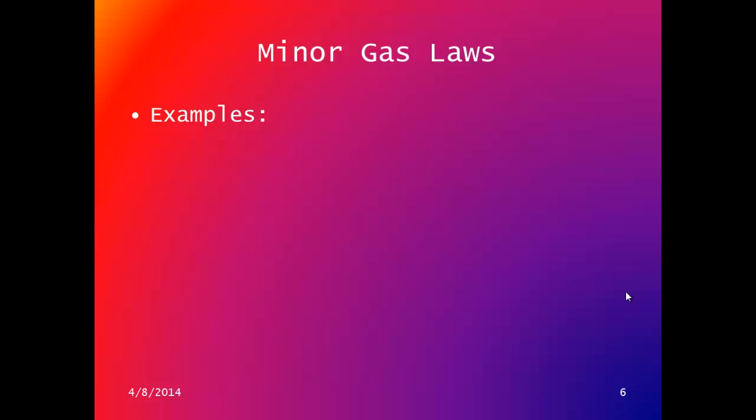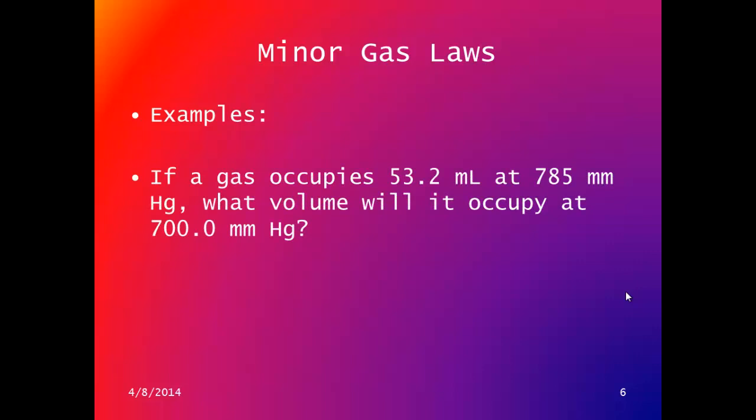So we have some examples to do, 2 of them, and then we'll be done for the day. Story problems now sound like this. If a gas occupies 53.2 milliliters at 785 millimeters of mercury, what volume will it occupy at 700 millimeters of mercury? First thing you have to be able to do is recognize what pieces of information you're given. You recognize those pieces based on the units that they have. So the 53.2, it's in milliliters. Is that a pressure or a volume? Volume. The other 2 numbers are in millimeters of mercury. Pressure.